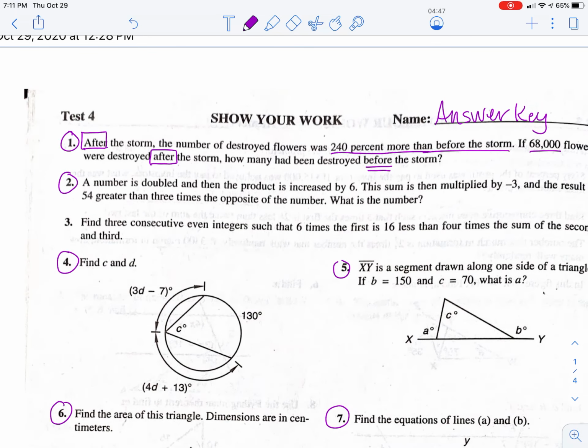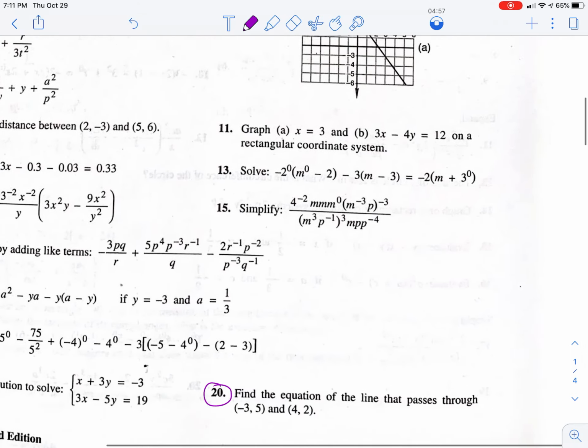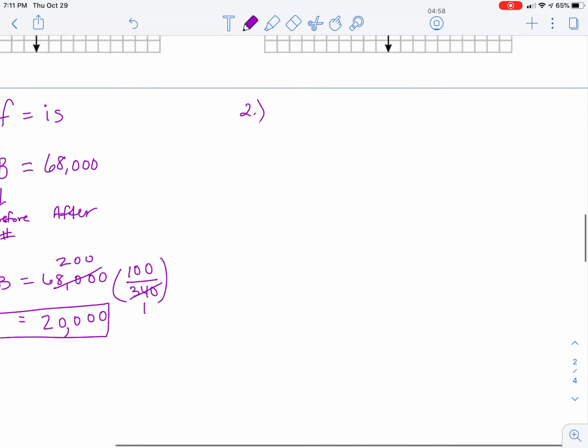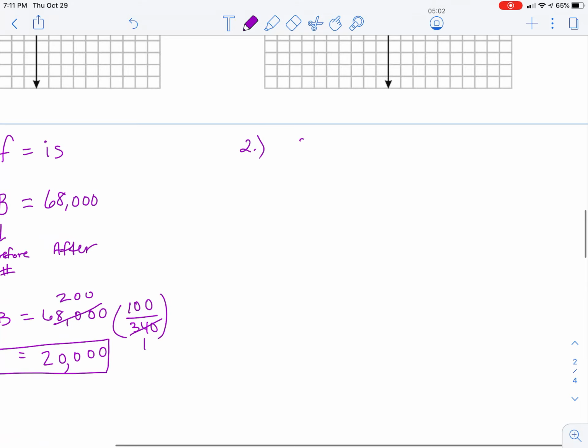A number, we're going to call that n, is doubled. So that means it's going to be multiplied by 2, right? So I'm going to go down to the bottom here on number 2. If you have your test in front of you, you can keep looking right there. So we have 2 times n. A number is doubled, and then the product of that is increased by 6. So the product of 2 times n ends up being increased by 6, so we add 6 to that.